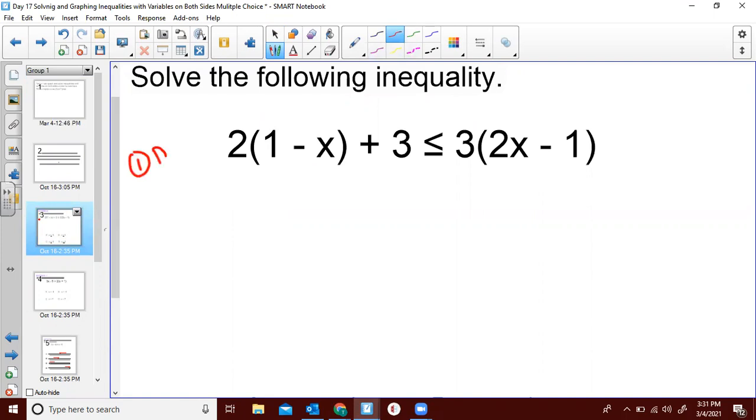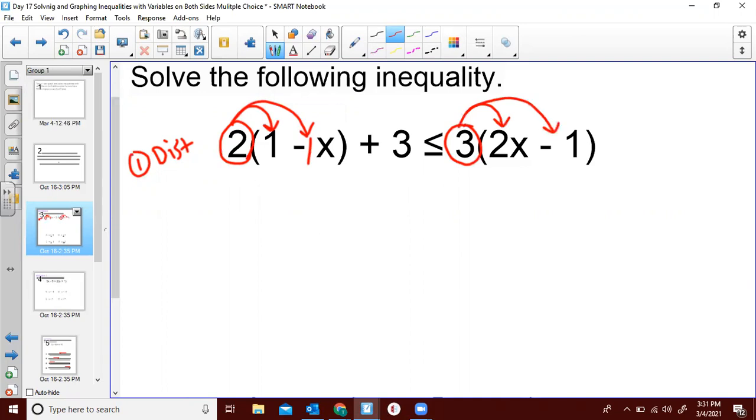So our first step is going to be to distribute. All right, and what we're going to distribute is whatever number butts up to the parentheses to everything inside the parentheses. So I'm going to multiply that to this 1 and to this negative x. Don't forget there's a 1 in front of that x. I'm also going to distribute on the right-hand side of my inequality this 3 by multiplication to the 2x and to this negative 1.